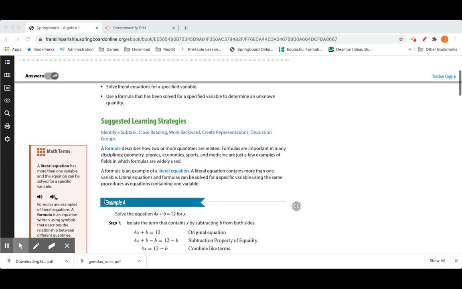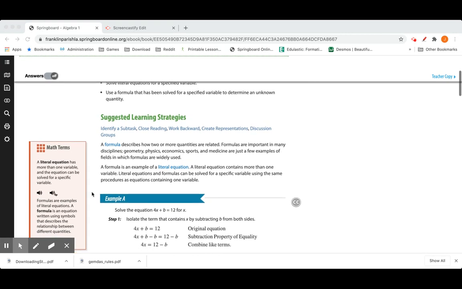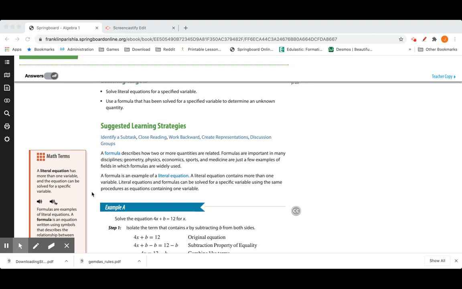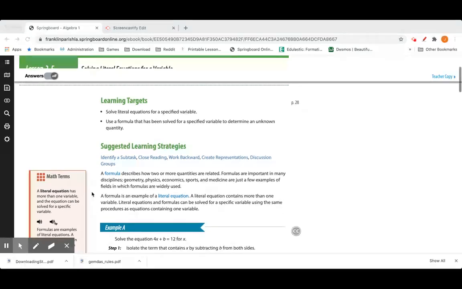A literal equation has more than one variable, and that equation can be solved for a specific one. So if you have more than one variable, they'll either tell you or you pick one of the variables to solve for, and you just treat the other variable like it was a number and work with it, move it around just like it was a number.